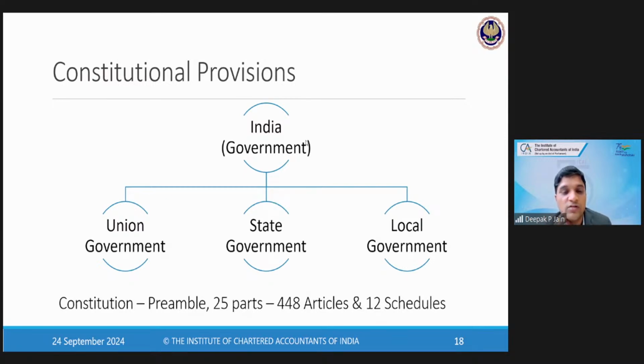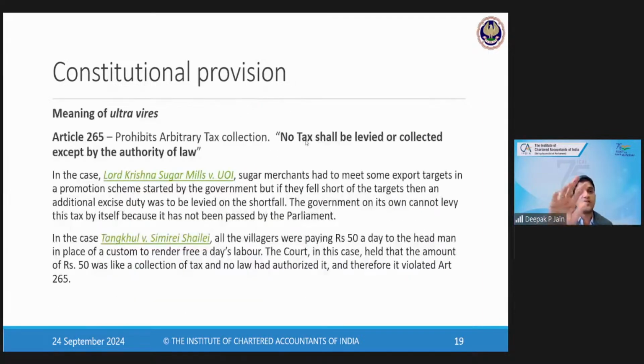Okay. So this is the broad framework of the government. Now let's get into the important provisions under the Constitution. The first article we will read is Article 265. We said that any taxes which are levied by the state government cannot be levied by the central government. All of that comes from where? It comes from Article 265.